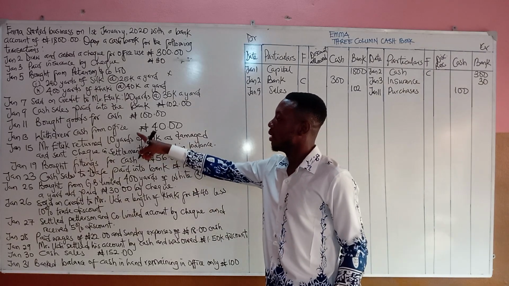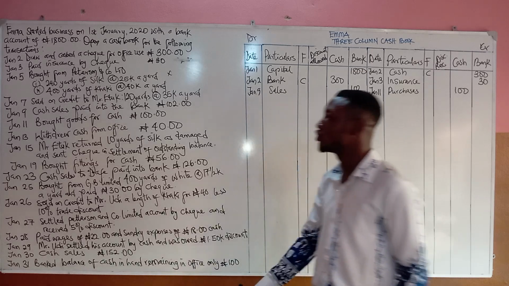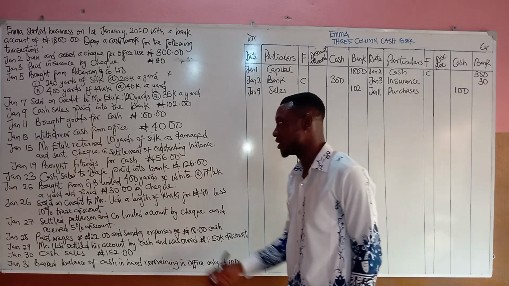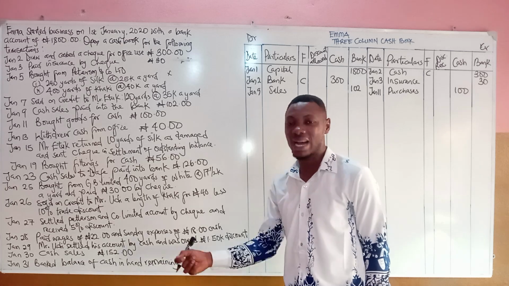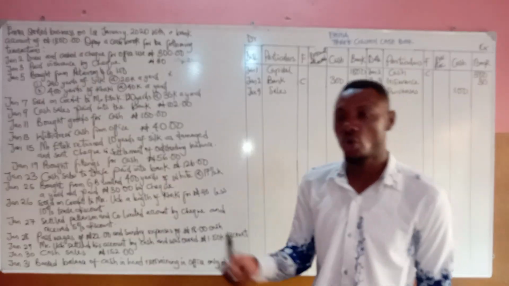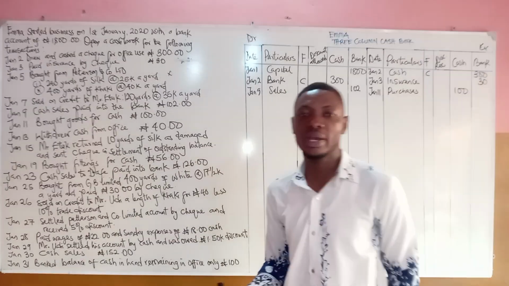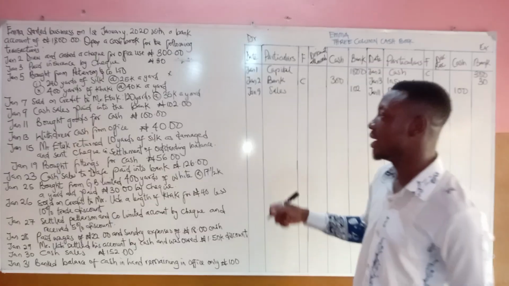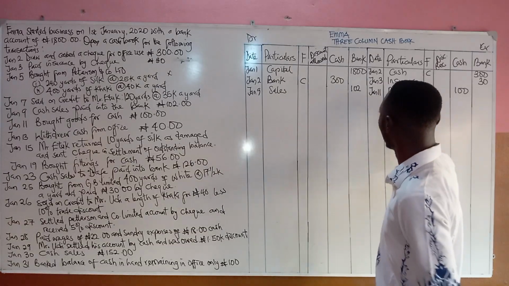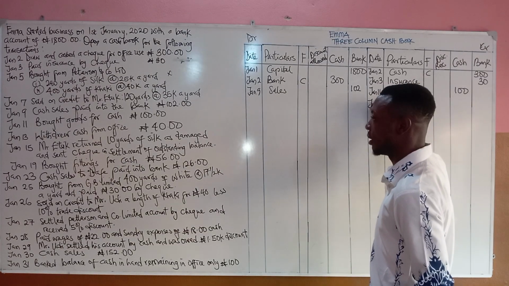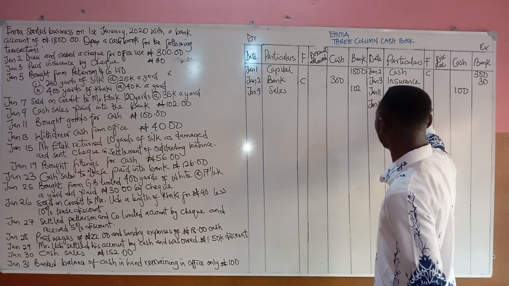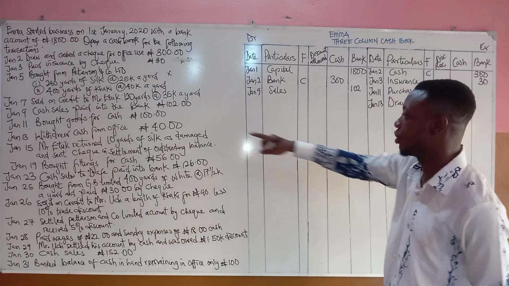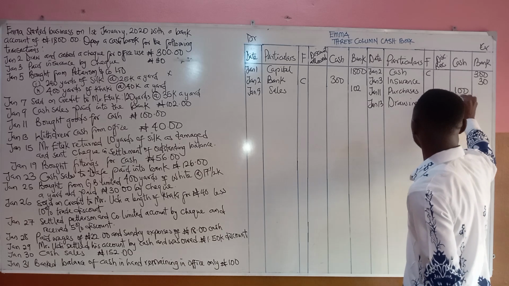Then January 13, we drew cash from office. This is drawings, because you are removing the cash that you have in your office. It goes to the credit side, so January 13, we have drawings as our particulars. And the amount we have as drawings is 40 naira cash.